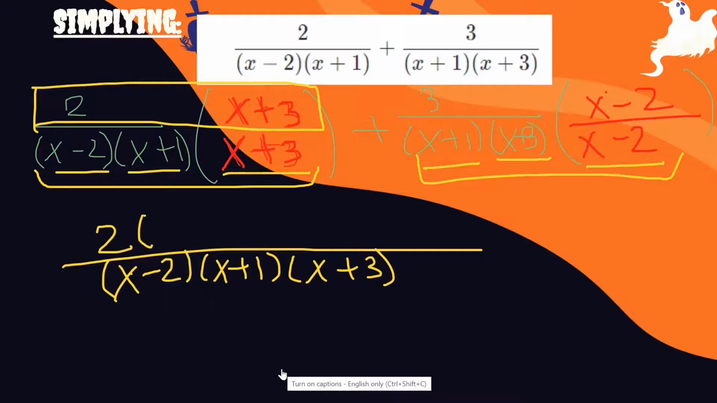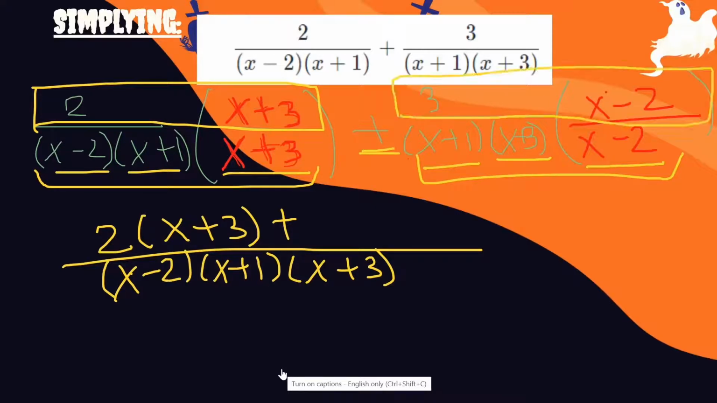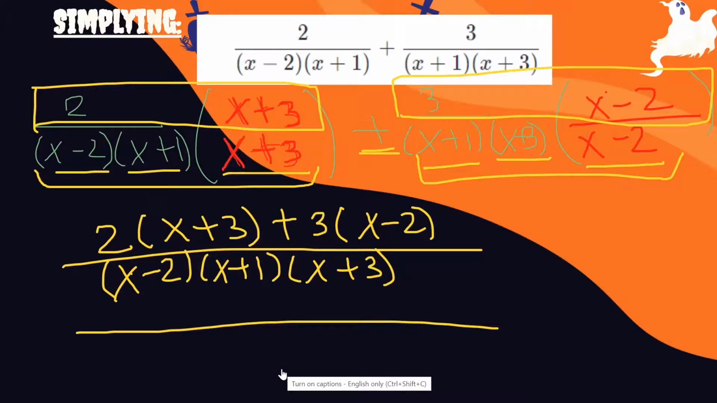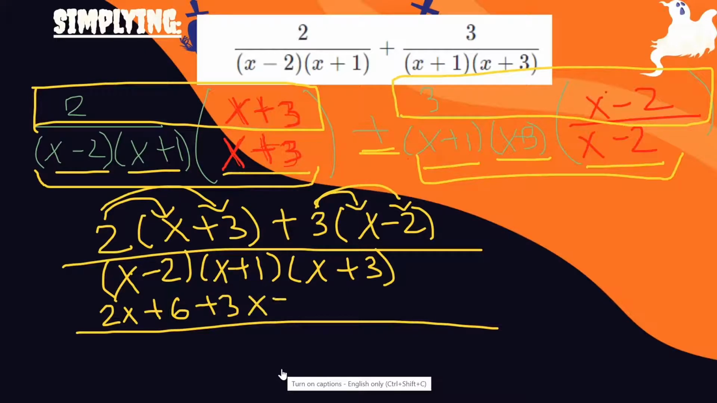So 2 times x plus 3, it's a plus, so I'm going to put the plus sign, and 3 times x minus 2. Once you do that, you have to simplify. How do you simplify? You distribute the 2. So 2 times x is 2x, 2 times 3 is 6. Now distribute the 3. So 3 times x is plus 3x, 3 times negative 2 is negative 6. And now you write the denominator.